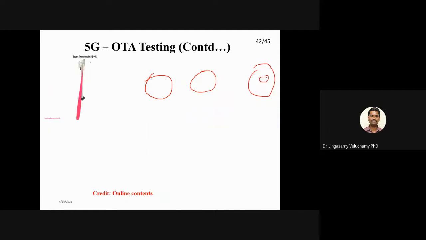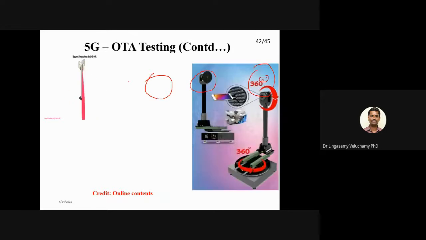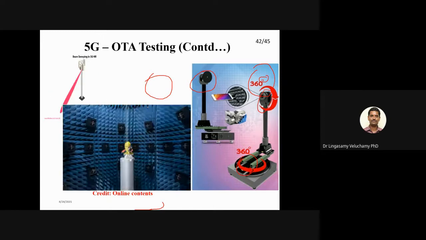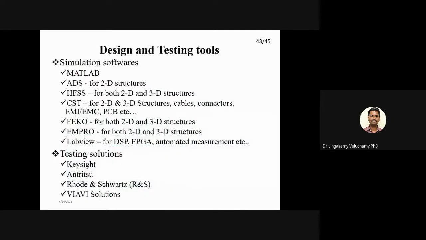See, the beam will be switching like this. So what you will do, you will have a two-axis positioner, which will rotate in both azimuth as well as elevation. For example, the beam will be shifting like this. Then wherever you receive the signal, we can confirm the beam direction. This is how over-the-air measurement will happen.